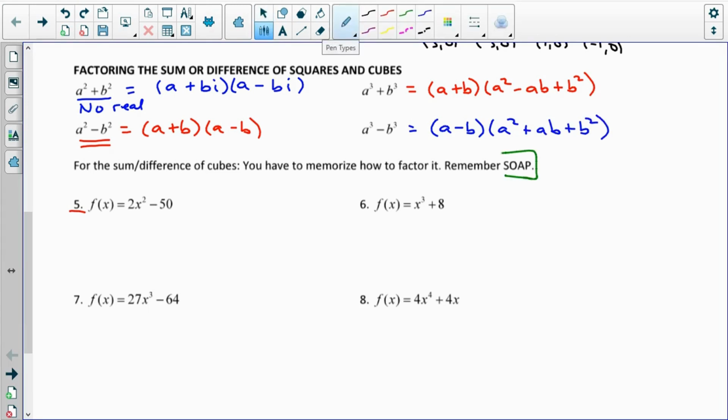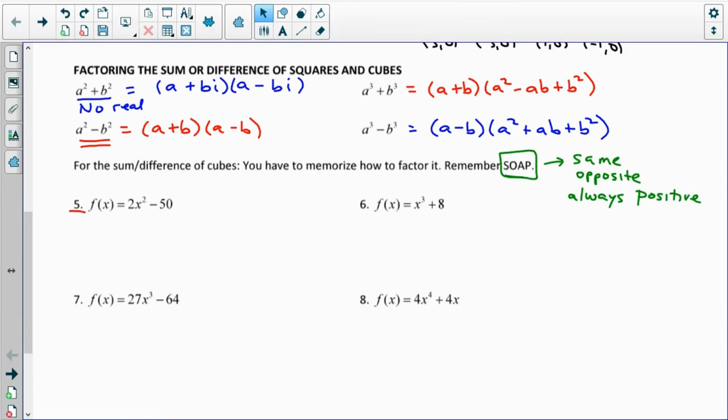The acronym I like to use for this is SOAP. That stands for same, opposite, always positive. So notice that if the sign was originally positive, the first sign is the same, the second sign is opposite, and the third sign is always positive. If the sign was negative, the first sign was the same, second sign was opposite, third sign was always positive. SOAP, same, opposite, always positive. So that's important to keep in mind.